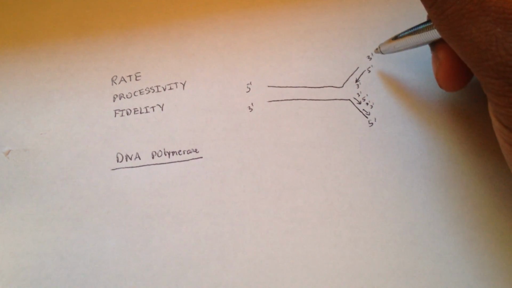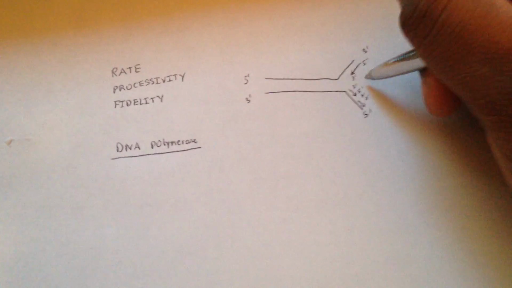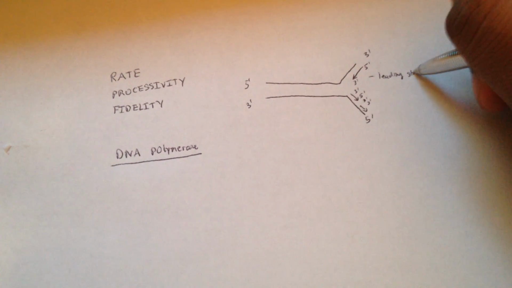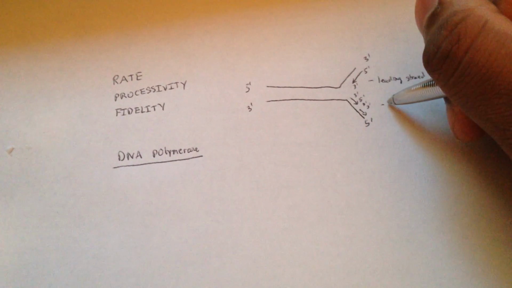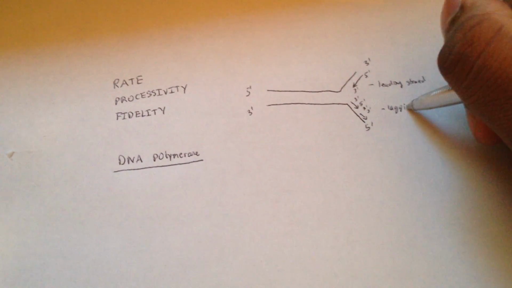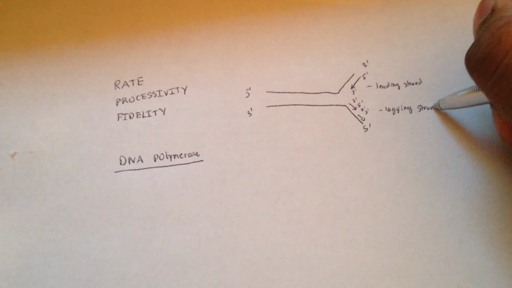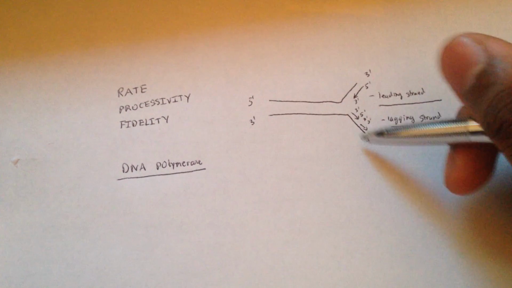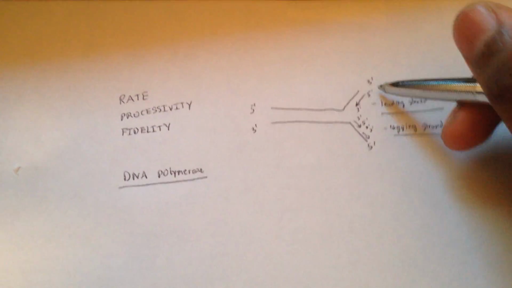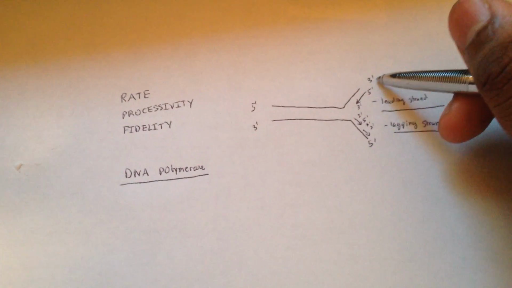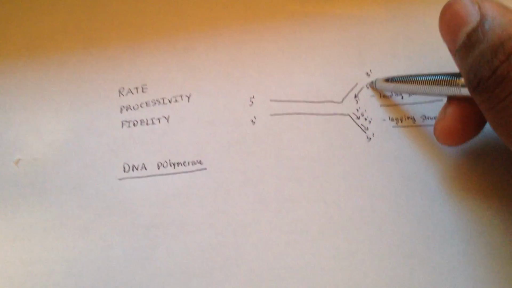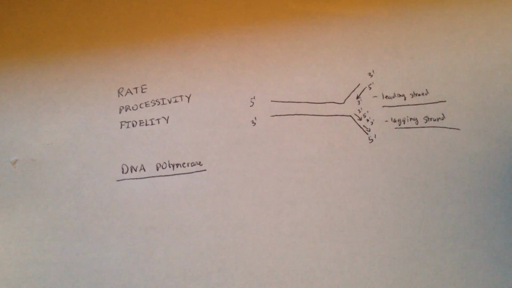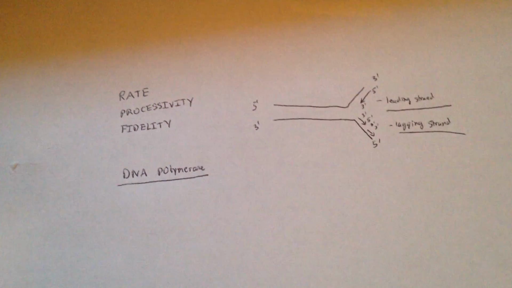So what we have here is the leading strand, and that's the lagging strand. And as you can see, the lagging strand is composed of Okazaki fragments, which will eventually be ligated together. And the leading strand will not have Okazaki fragments, since it's being read from the 5' to 3' end, and DNA polymerase works from the 5' end to 3' end.